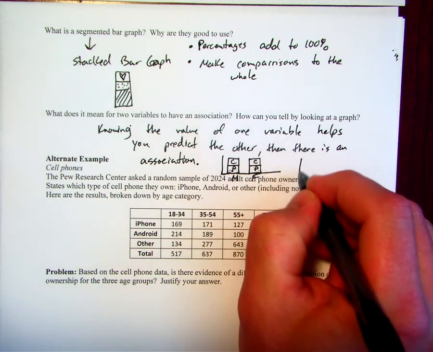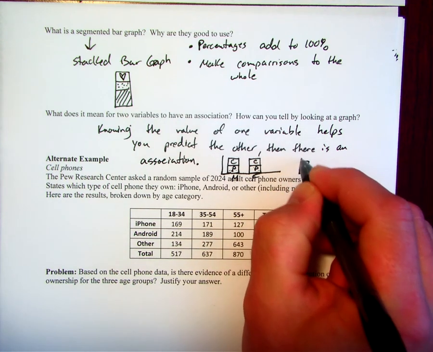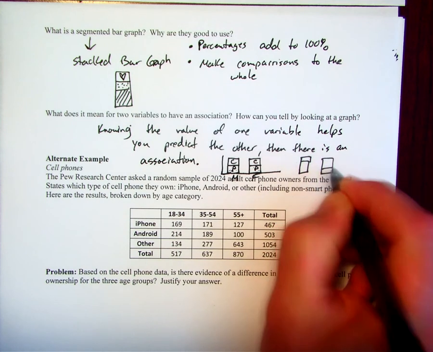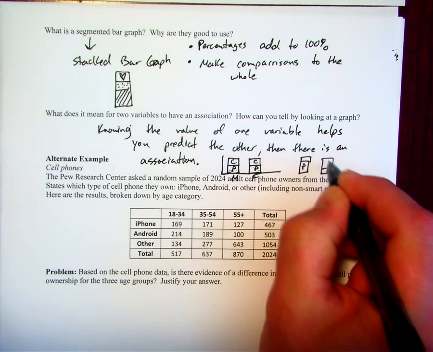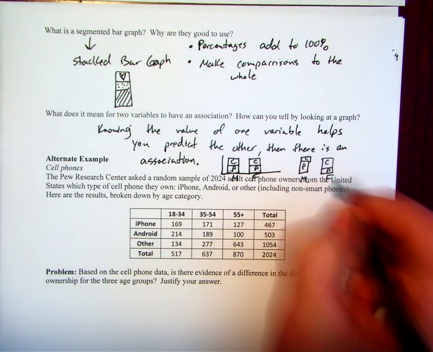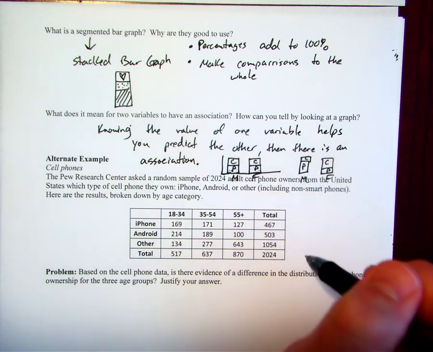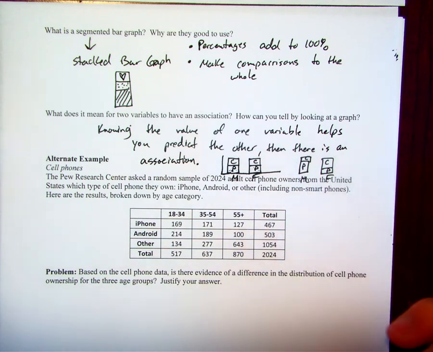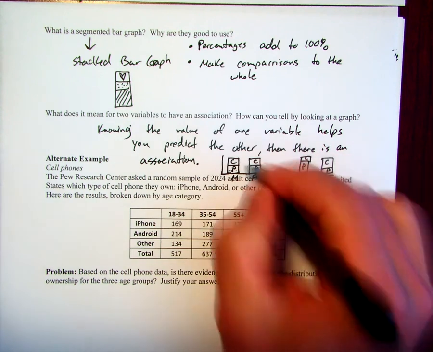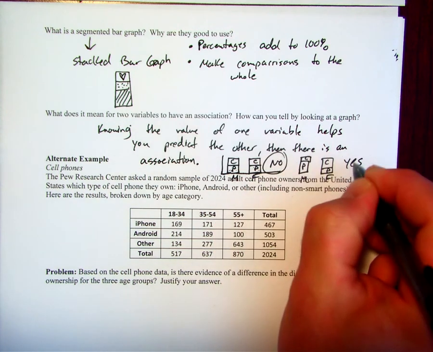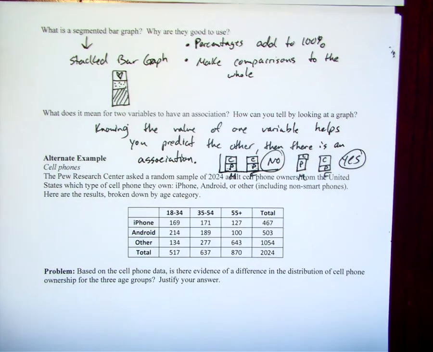But once you start to have some differences like this, when this is pepperoni and cheese, that's when you know there's association for males and females. In other words, if you're a male, you probably like pepperoni, right? If you're a female, you probably like cheese, that kind of thing. That's an association. This is not an association. So no for this one, yes for this one. Let's do this last example.